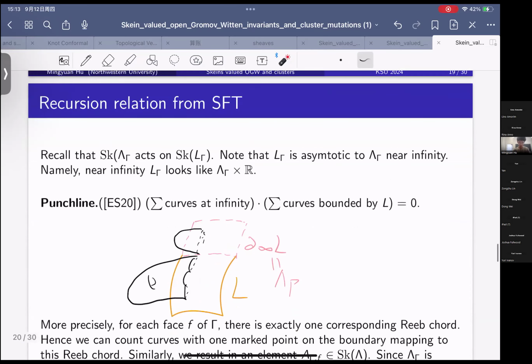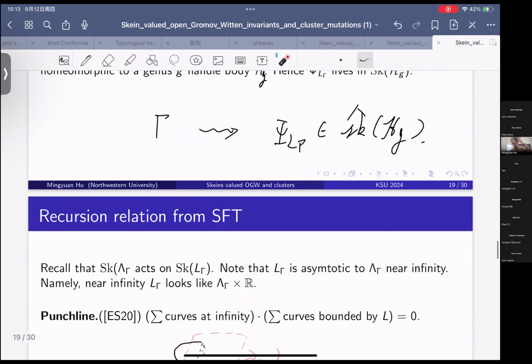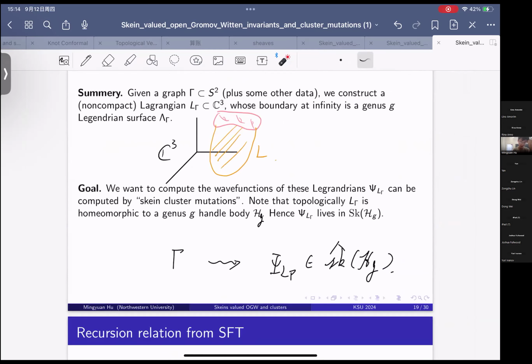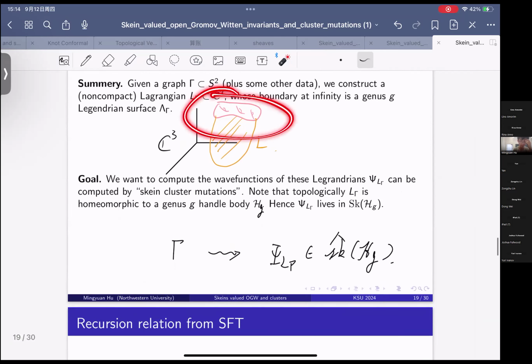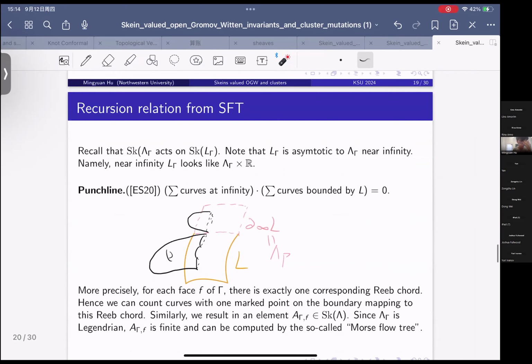Yeah. And so how do we compute? It is important that this L is non-compact and cylindrical at infinity, because for compact Lagrangians, as far as I know, I don't know any tools to compute it. But since it's cylindrical at infinity, we have a recurrent relation from symplectic field theory.